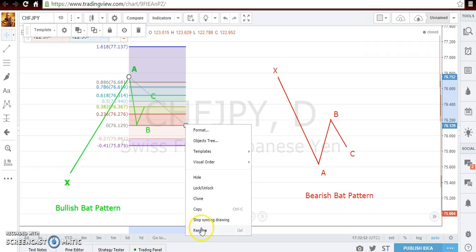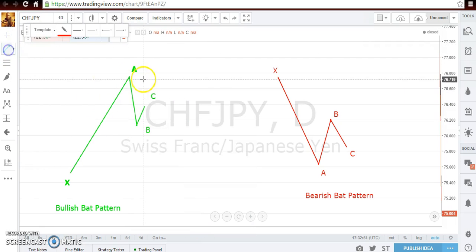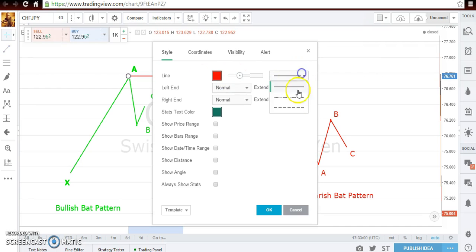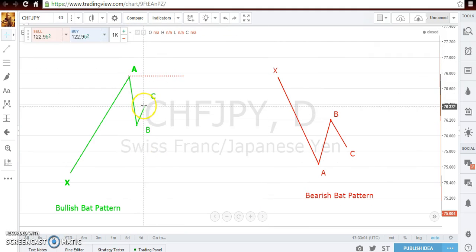So I'm going to go ahead and put a red dotted line there, just to make sure. That's the danger point. C can go anywhere as long as it touches this 382 retracement. We don't care where it goes as long as it doesn't touch that red line. So I'm going to go ahead and do the same thing.